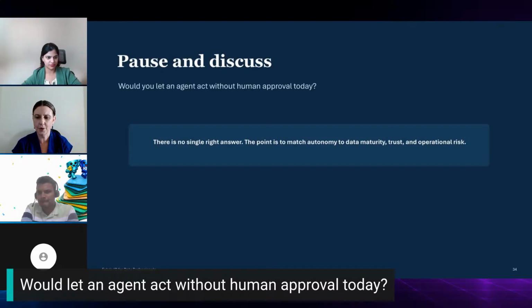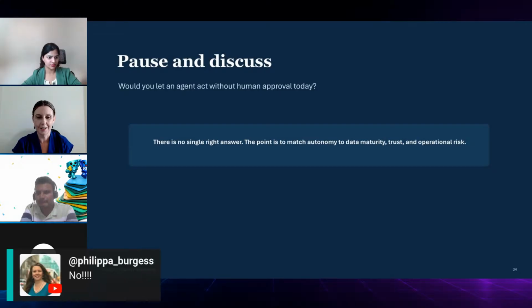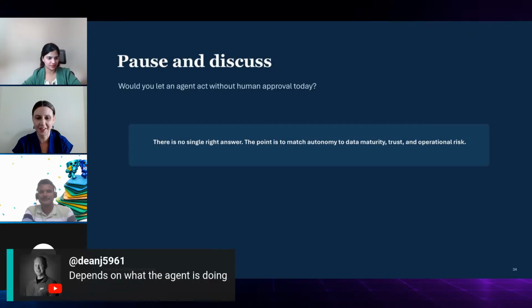All right. So if you've got a comment on this, I'll go ahead and answer myself and see how other people want to answer this as well. So I'm going to go ahead and say no. What are other people's thoughts on agents? Okay, here we go. We've got some. I like the Dean also. Depends on what the agent is doing.